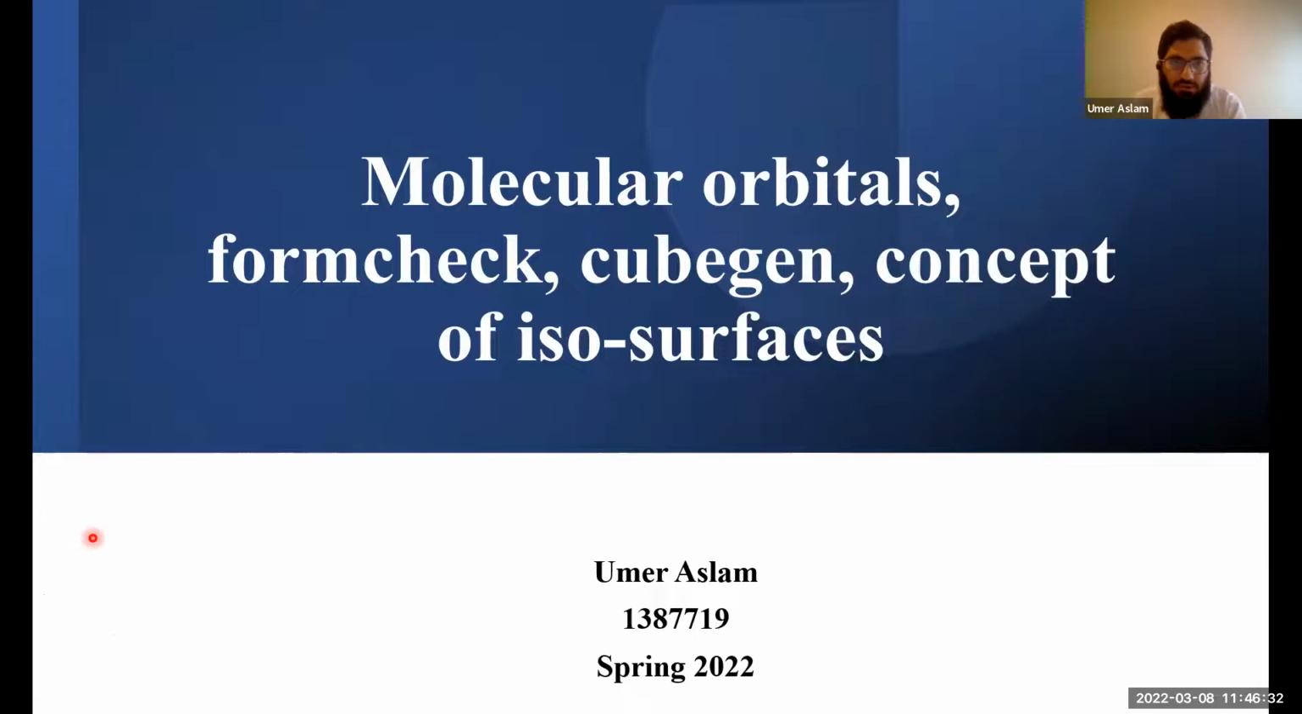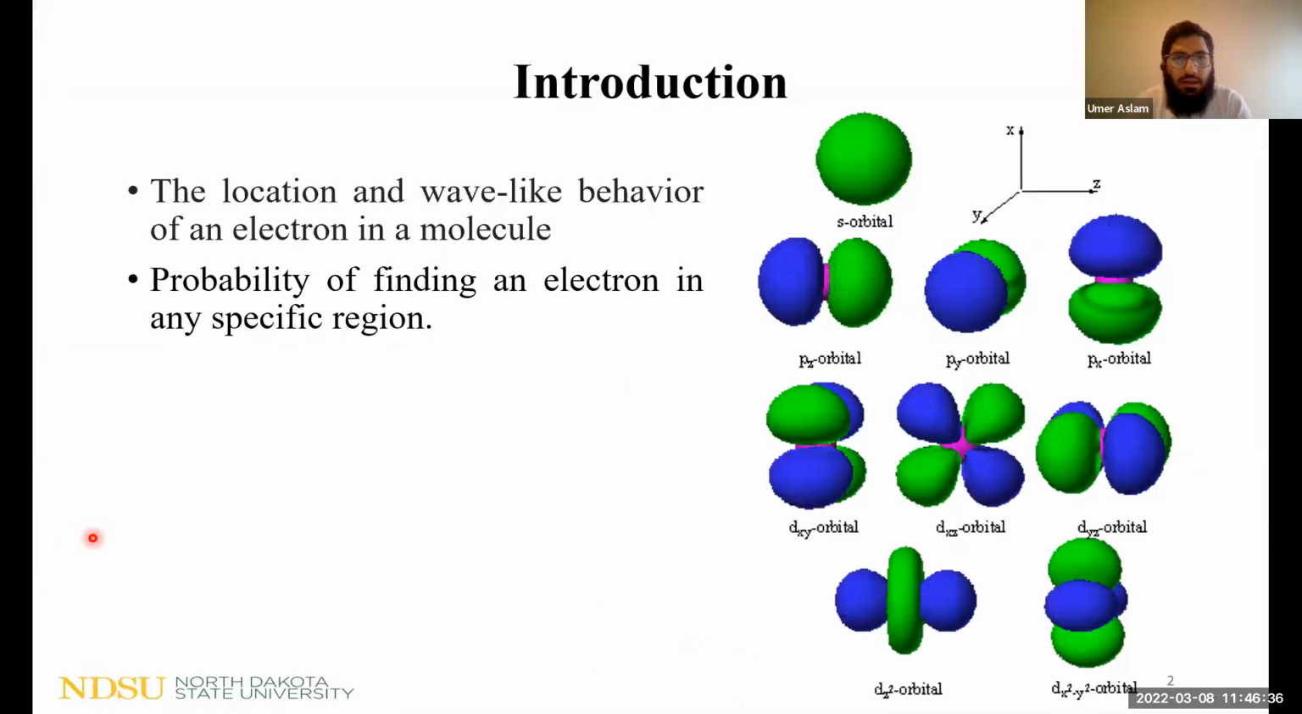So molecular orbitals and then formchk, cubegen, and the concept of isosurfaces. When we talk about molecular orbitals, it is the location and wave-like behavior of an electron in a molecule. It is helpful in highlighting the probability of finding an electron in any specific region, and you can see some shapes of different orbitals.